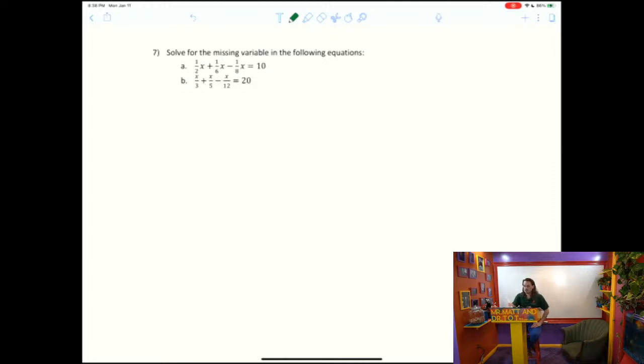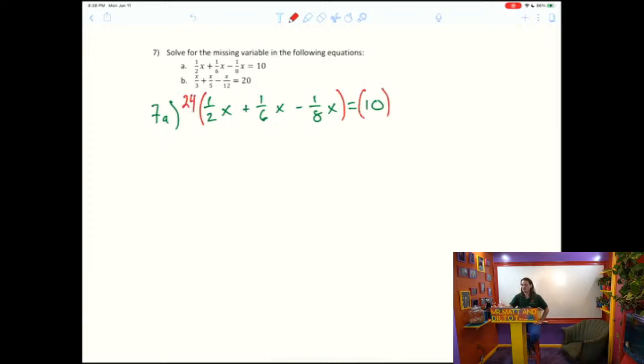So let me first just copy this down: 1/2 x plus 1/6 x minus 1/8 x is equal to 10. Now remember, if I do it to the left-hand side of the equation, then I have to do it to the right-hand side. If I multiply both sides by a common multiple of all the denominators, I'm going to simplify all of the fractions here into integer values. Remember that this 24 needs to go to all the numerators, not just one.